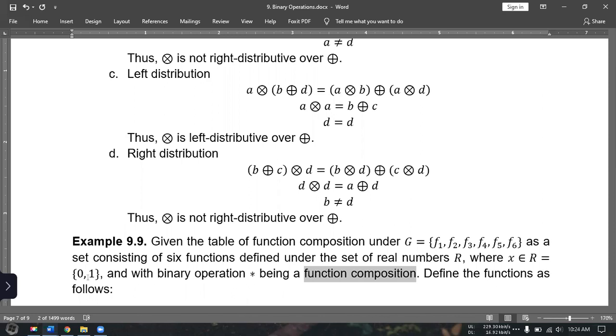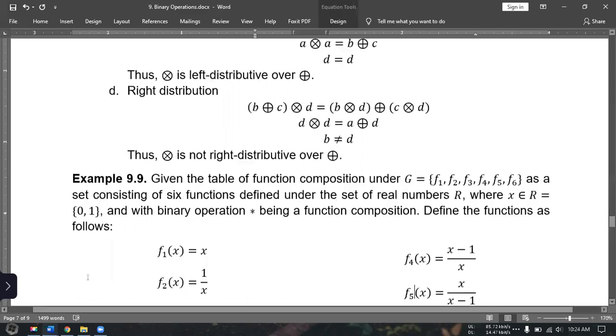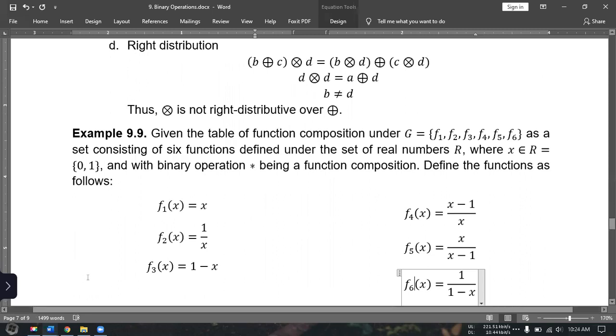We define the functions as follows. These are the given functions. F sub 1 is x. F sub 2 is 1 over x. F sub 3 is 1 minus x. F sub 4, F sub 5, and F sub 6. Now, if you compose an element of this set to another element of this set, you will always get a value that also belongs to the set. Meaning to say, the set is closed under the composition of functions.